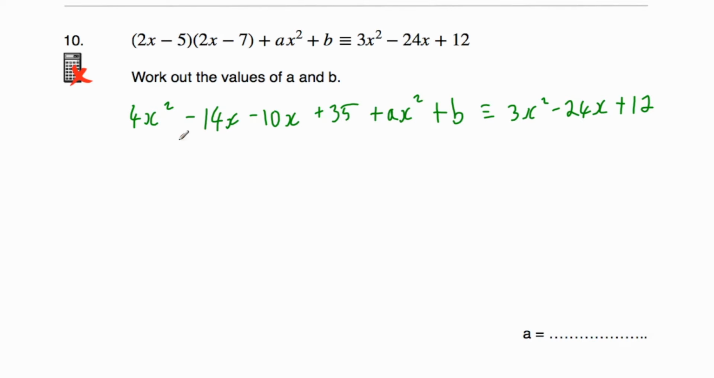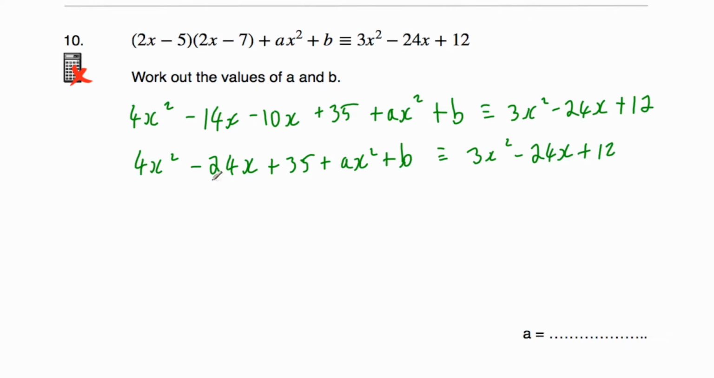So now let's simplify the left hand side of this identity. We've got our 4x squared, and then minus 14x minus 10x, that's going to be minus 24x, and then plus 35, and then our plus ax squared and our plus b, and that's equivalent to 3x squared minus 24x plus 12. So that's our identity, and we've been asked to work out the values of a and b.